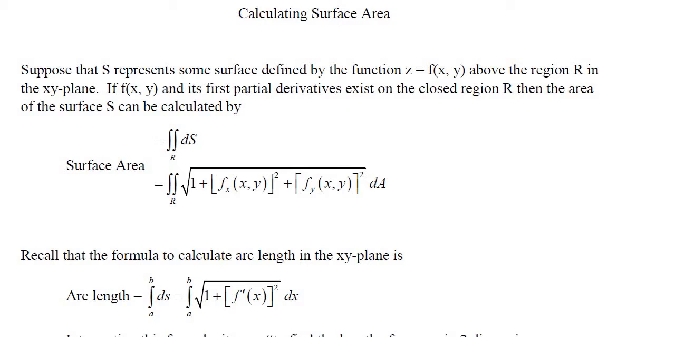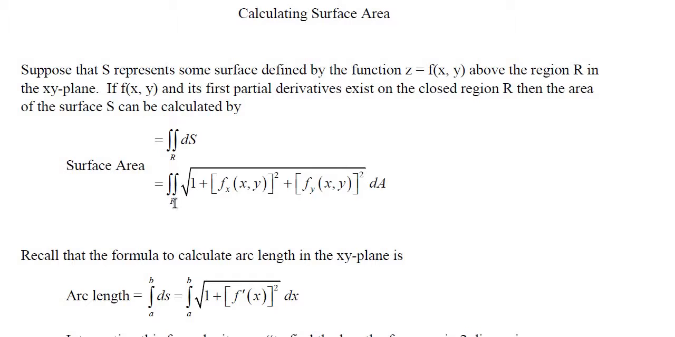If f of x comma y and its partial derivatives exist on the closed region R, then the area of the surface S can be calculated by the following. So the surface area is equal to the iterated integral over that region R ds. Now this ds, when it converts into x's and y's, becomes this thing.